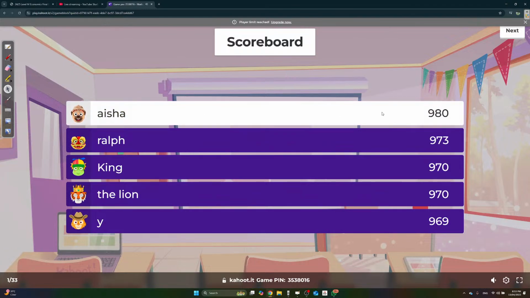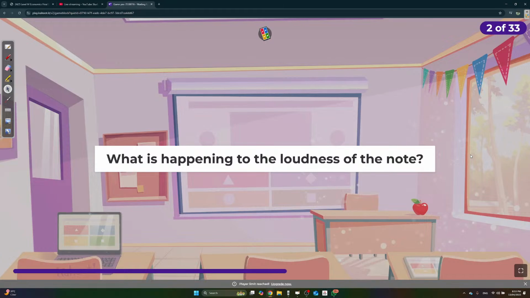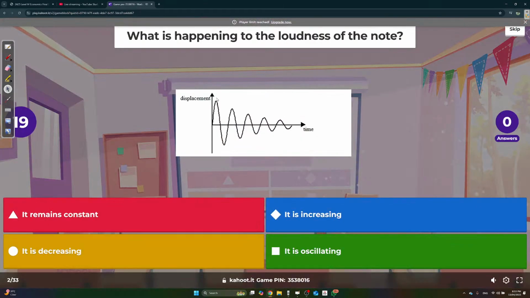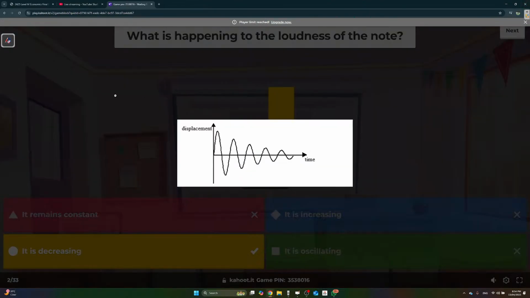Okay, Aisha's first. Aisha. Okay. Yalla, guys. What is happening to the loudness of the note? You have to see the picture. You have to check the picture. Already 41 answers. 5 seconds left. Okay. So two people pressed it remains constant.